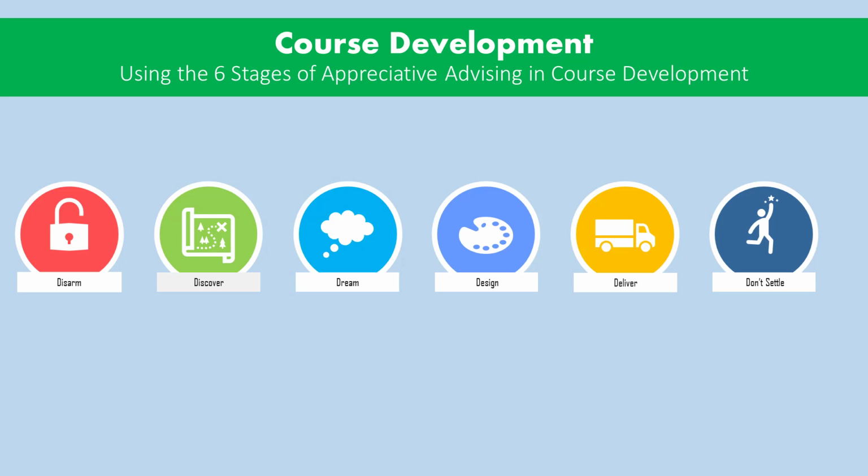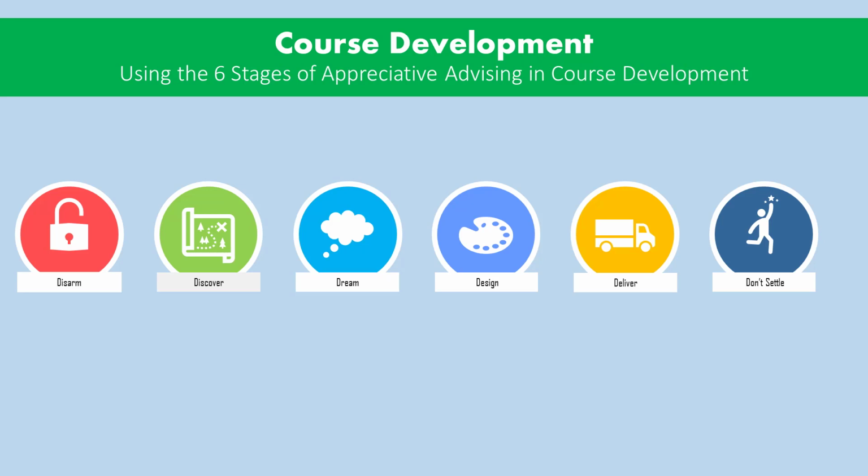Now you will see a working example of how I use the redundancy, signaling, and coherence principles on using appreciative advising techniques in course development. Appreciative advising can be used in a variety of fields. I like to use the 6 stages of appreciative advising when I'm meeting with content experts to develop learning materials.